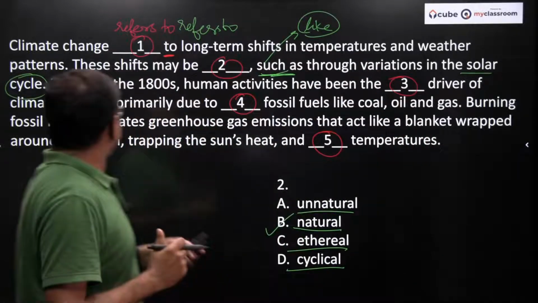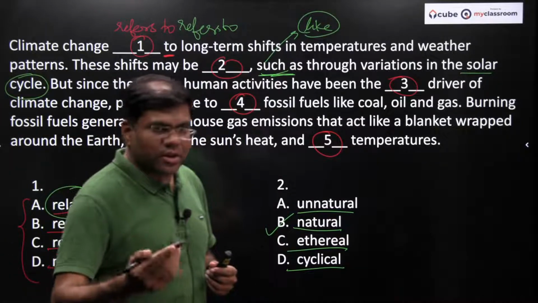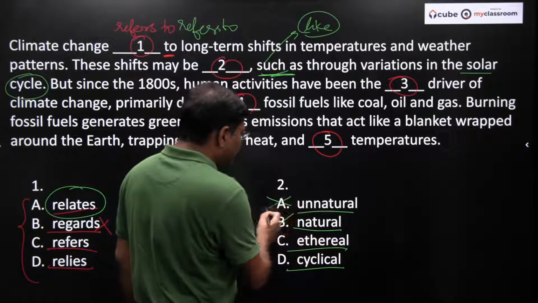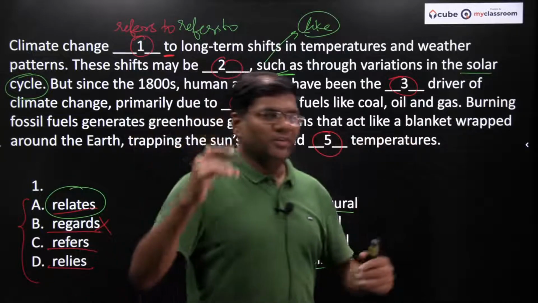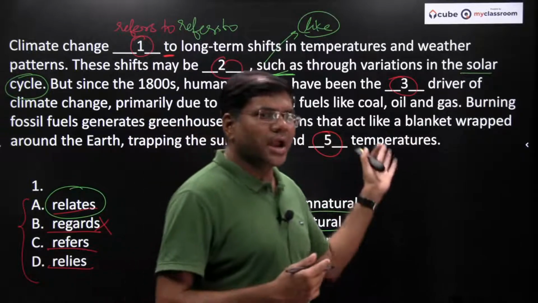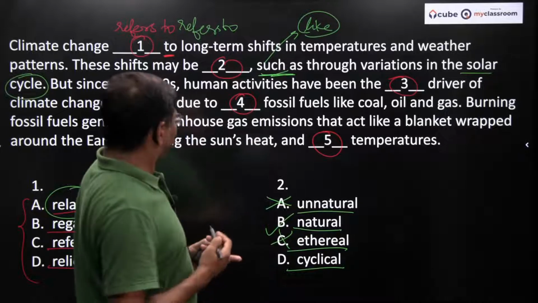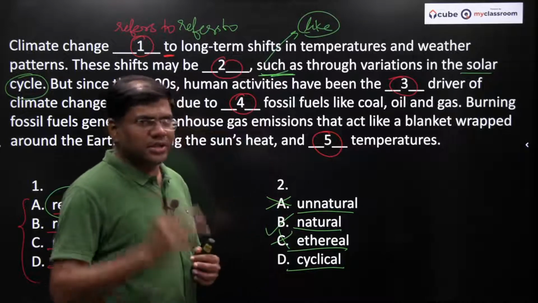So the author says these shifts may be dash. Now you can put the word natural or you can put the word cyclical. It can't be unnatural, it can't be ethereal. Ethereal basically means heavenly, delicate, beautiful. It's a very poetic word. It's not used in these kinds of contexts. So these shifts may be cyclical or natural. These are the two options.